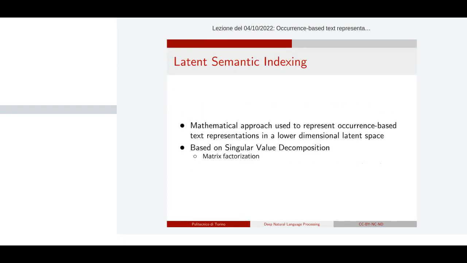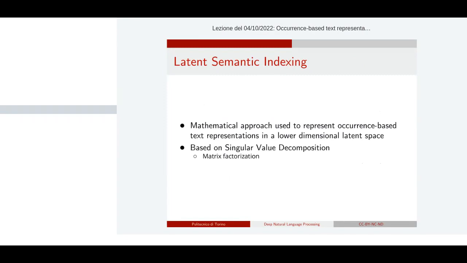Okay, let's start from the first one, which is latent semantic indexing, which relies on a mathematical approach for matrix factorization. Basically, in a nutshell, you have the occurrence-based data representation. Let's think about the document word representation with binary values, with TF values, whatever. But you have a matrix, okay? Documents and features, typically words. You can generalize to n-grams or whatever, but let's start from the simplest case.